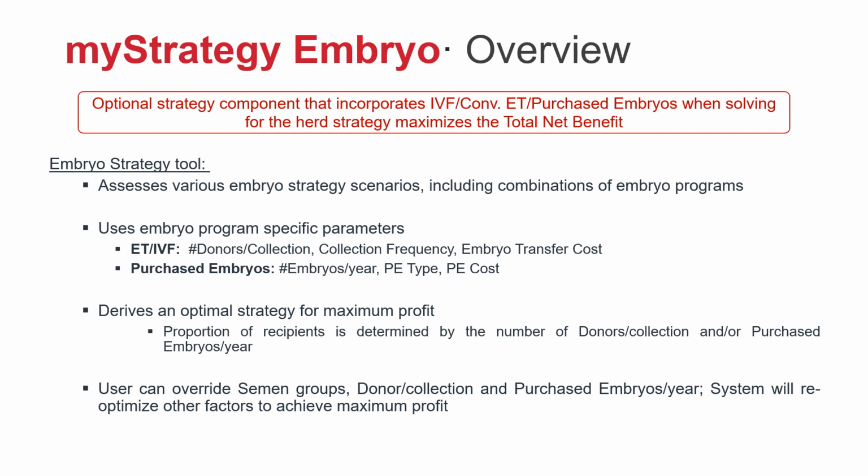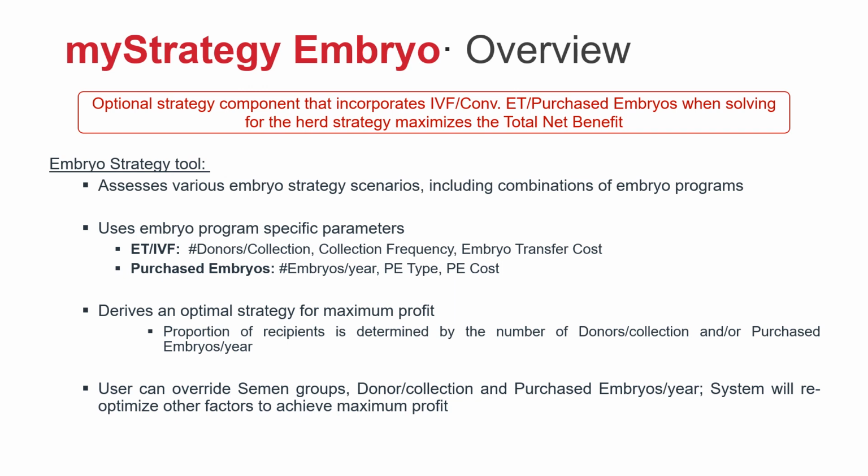It uses embryo program-specific parameters. In the case of conventional embryo transfer or IVF, these are things like the number of donors per collection or collection frequency. And for something like a purchased embryo strategy, this includes the number of embryos purchased per year, purchased embryo type, and that purchased embryo cost.